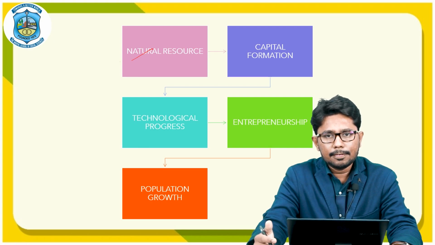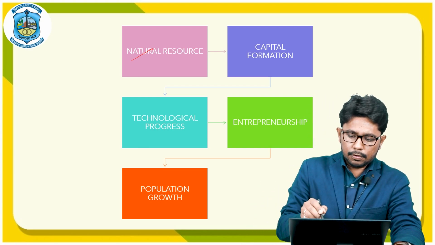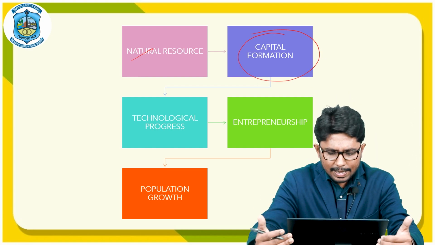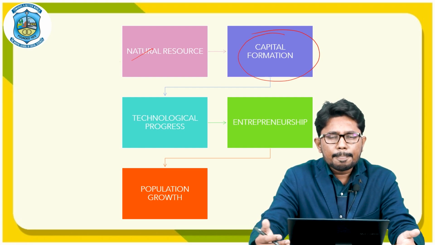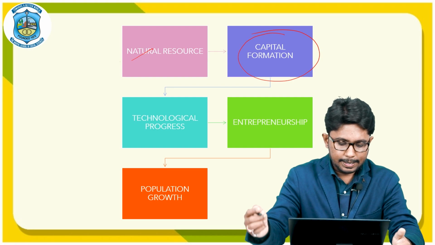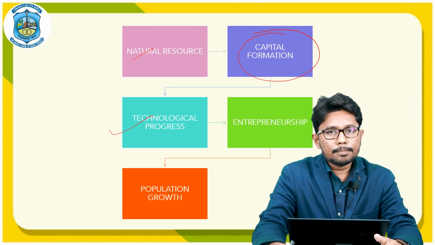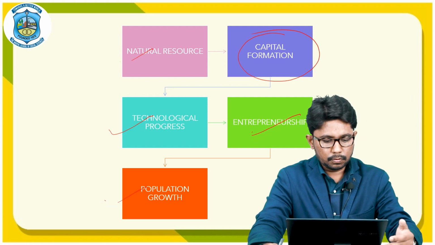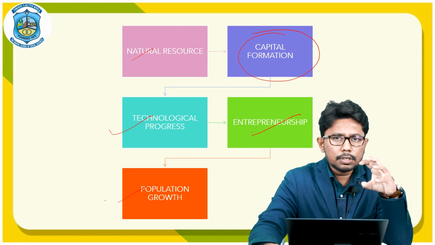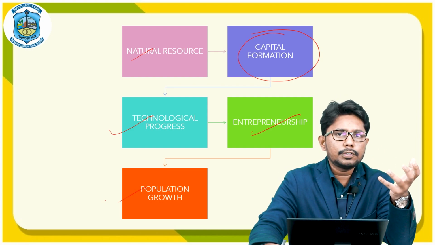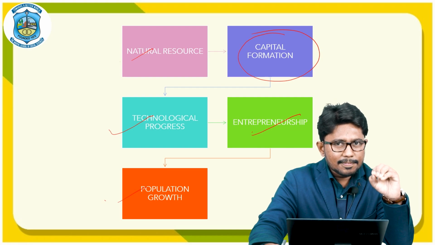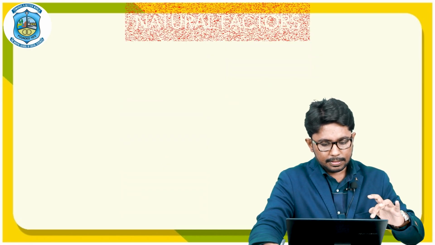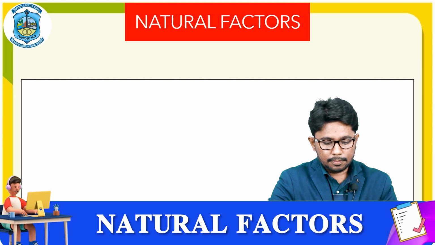We can discuss it one by one, but here we are just discussing the major points. The second one is capital formation, which leads to an increase in economic development in the society. The third one is technological progress. The fourth one is entrepreneurship, and the fifth one is population growth. So all these five major indicators, or sub-points of the factors, definitely increase the economic development in the society. How? Let's just start with the first point, which is the natural factor.